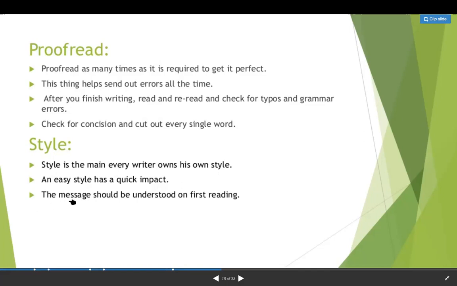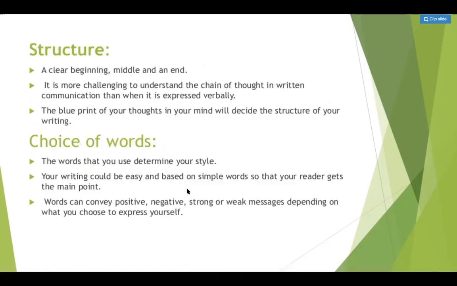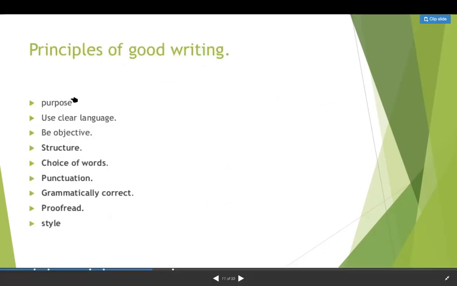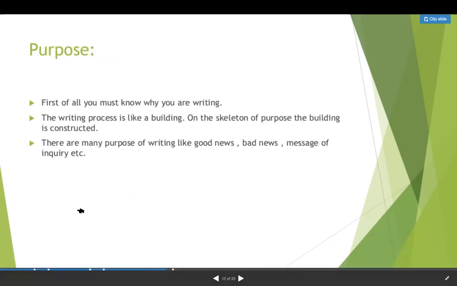And the last one would be, the message should be understood on the first reading. That's it. So it's all about the lecture that I'm going to show you here. Okay, just recall again the principles of good writing. The first one is purpose, clear language, objective, structure, choice of word, punctuation, grammatical correctness, proofreading, and style, right?